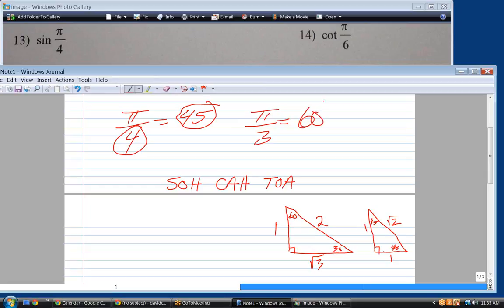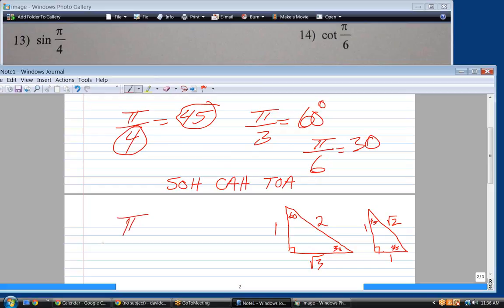60? Uh-huh. Pi over 6 is what? 30? So that's the way to memorize the easy ones. The pi over 4, the pi over 3, and the pi over 6, which come up a lot. And of course, pi over 2 is what? 90. Uh-huh.